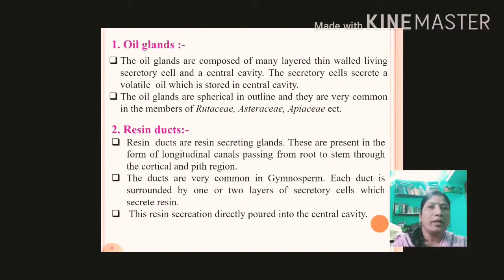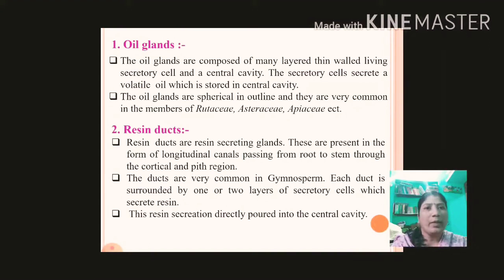Next, the second type: resin ducts. The resin ducts are resin-secreting glands. They are present in the form of longitudinal canals, passing from the root and stem through the cortical and pith regions. The cortical and pith regions contain the resin ducts. They are very important in flowering development, and are present in the pith regions of the flowering part.